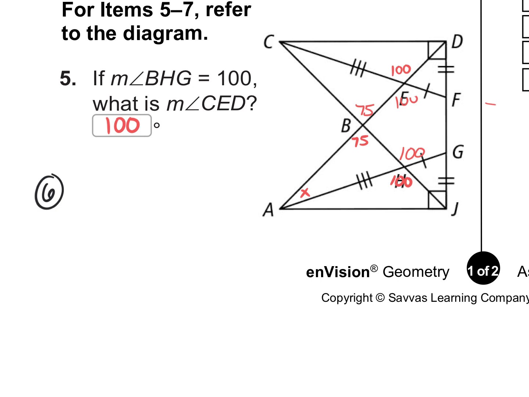Yep. Why do you say that? Right. See, we have a straight line here. These two angles are adjacent on that straight line. So we know those two add up to what? 180. So we can take 180 minus 100 to give us 80. So 80 is this angle right here.